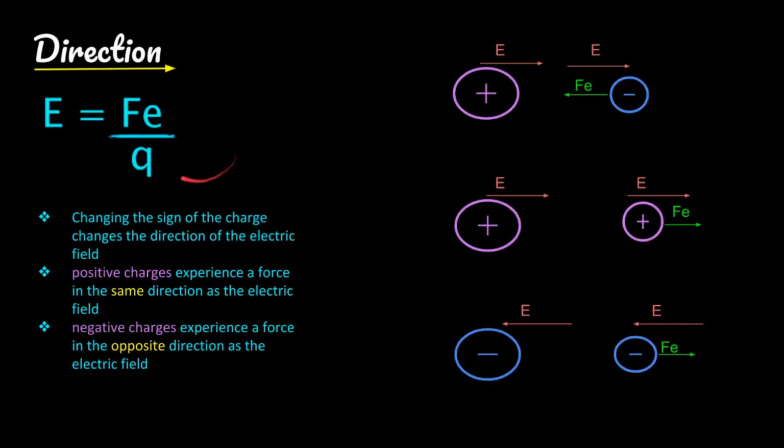Let's say we had a positive charge. Then you'll have positive over positive, which means it's a positive value, which means the electric field will also be positive. With a positive charge, as noted down here, positive charges will experience a force in the same direction as the electric field.